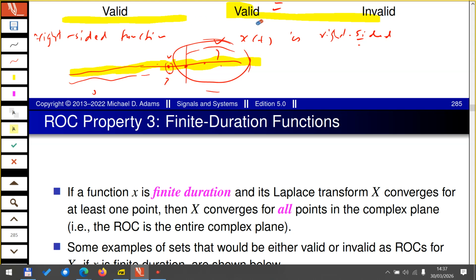What will be a left-sided function, if you can recall? What will be a left-sided function?